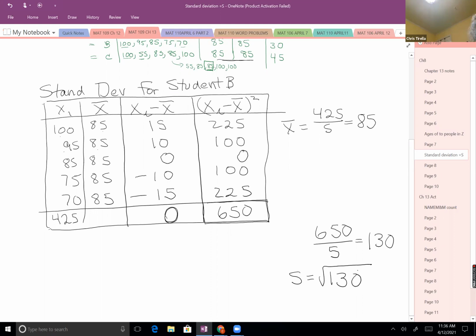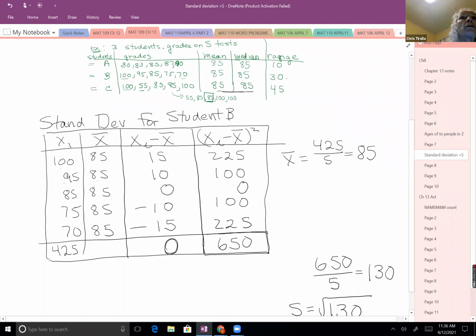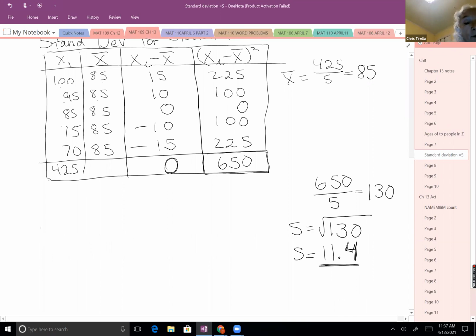And so here's where, again, you need that calculator to find the square root. The square root of 130 gives me 11.4. And if we compare student B to student A, we saw that student B had a larger range, a bigger spread in values. And do you notice there's a larger standard deviation? So the more spread there is in the data, the larger the standard deviation.